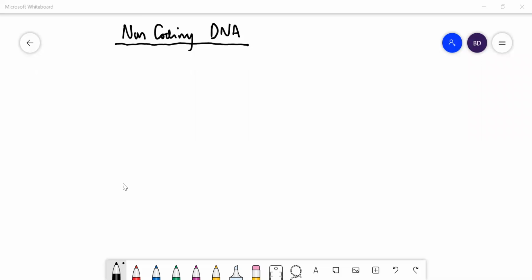Okay, we know that the sequence of bases in DNA is converted into a sequence of amino acids in a protein by transcription and translation. But not all DNA codes for protein.